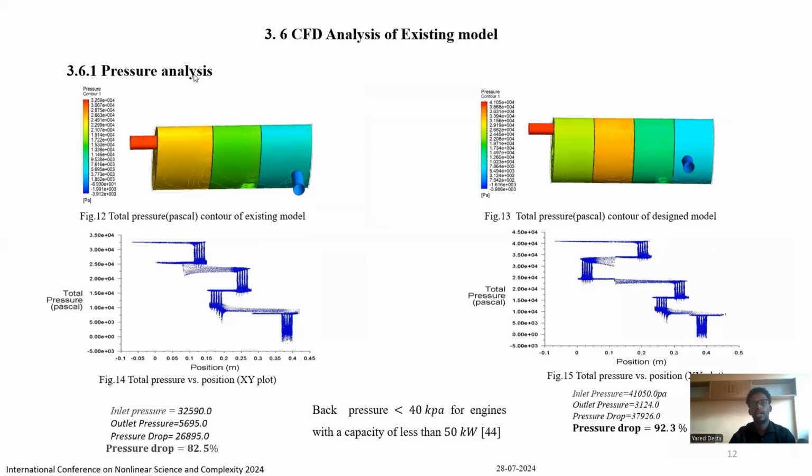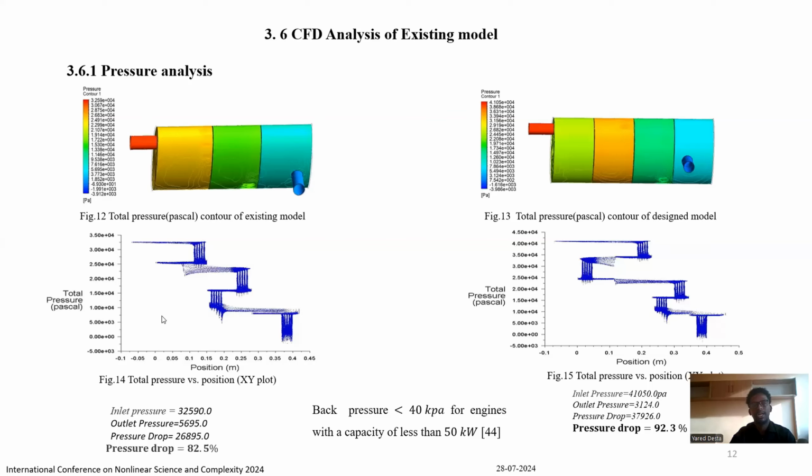Moving on to the pressure analysis of the simulation. This is the existing muffler, which has 3 chambers, and this one is the design muffler, which has 4 chambers. The colors show the pressure results. On the left side, at the right side, we have around 32,590 at the inlet, and the outlet pressure is 5,695. Similarly, the inlet pressure for the design one is also depicted here.